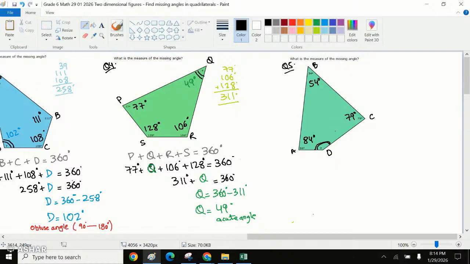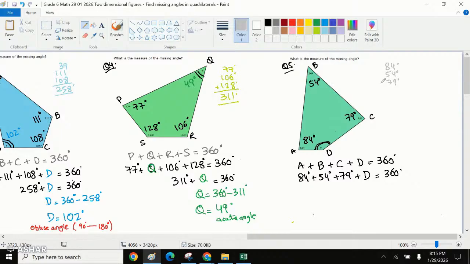So when we add all these angles together, the total should be 360, right? So can we say A plus B plus C plus D should be equal to 360? A was 84, B was 54, C was 79, and D was missing. So we say it equals 360. Can we add these angles together? 84, 54, and 79.